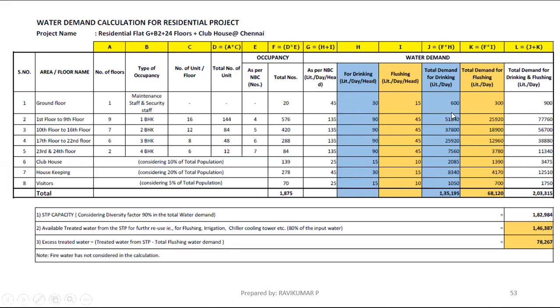In this table, we are not considering fire water storage and all. In this table, it is only for domestic and flushing. If you are going to design for fire also in this project, you have to consider the fire water demand separately.